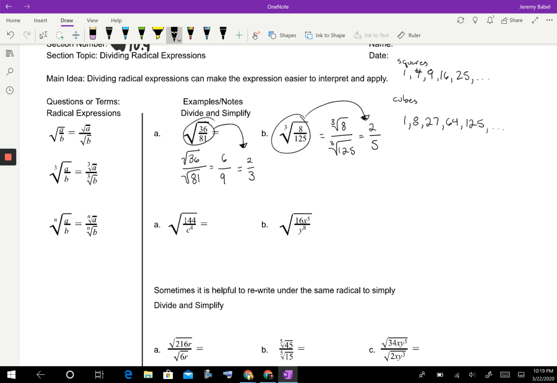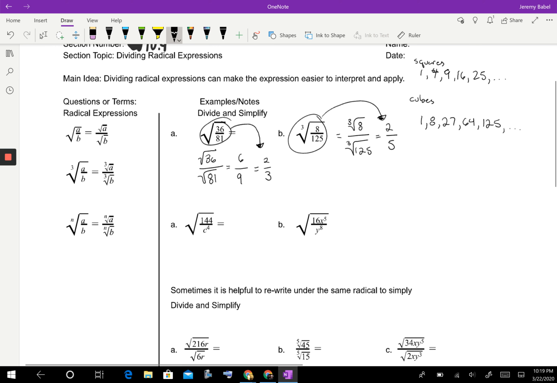All right, the same would be true even if we're not dealing with just numbers here. So we've got the square root of 144 divided by the square root of c to the 4th. Square root of 144 is 12, and the square root of c to the 4th is c squared. So this complicated looking square root radical expression simplifies nicely to 12 over c squared.